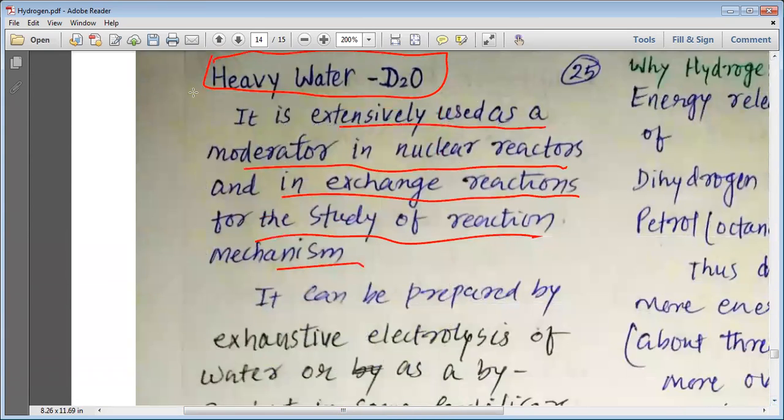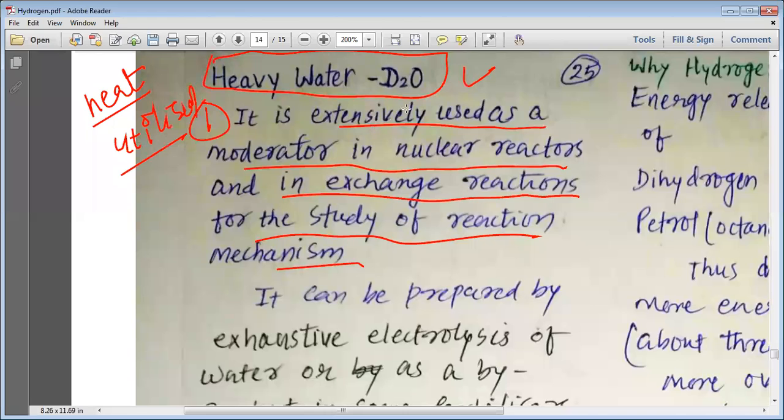Suppose the first use is the use of this heavy water as a moderator in the nuclear reactions. So, my dear students, in the nuclear processes, a huge amount of heat is produced. This huge amount of heat, when it is produced, my dear students, that heat has to be utilized. How do we utilize this heat? We pass this heat through the D2O, which is heavy water.